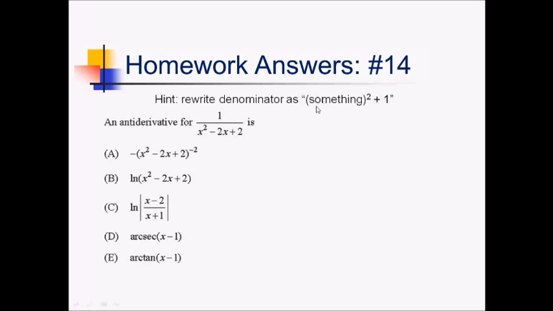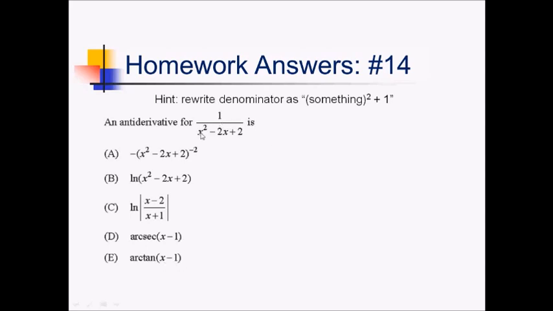And the reason that would be nice to do is because something squared plus 1, that's the format of the derivative of arctan. So if we can rewrite the denominator like that, we might be able to go backwards and incorporate arctan with our answer. Now there is actually only one answer that has arctan in it, so that's probably going to be our answer, but let's just go ahead and do the algebra here.